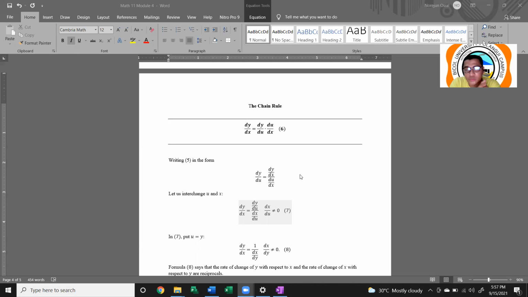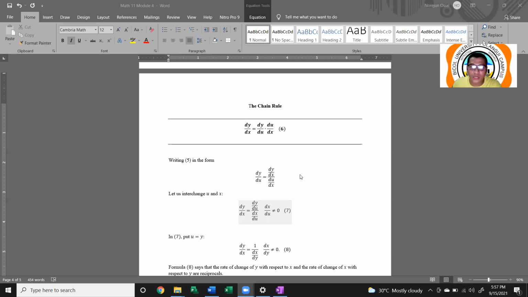function convenient to solve. We introduce an auxiliary variable u and assign a relation between u and x, with x as the independent variable, and then substitute it into the function itself so that y is now expressed as a function of the auxiliary variable u. With that, the differentiation becomes convenient, becomes straightforward.